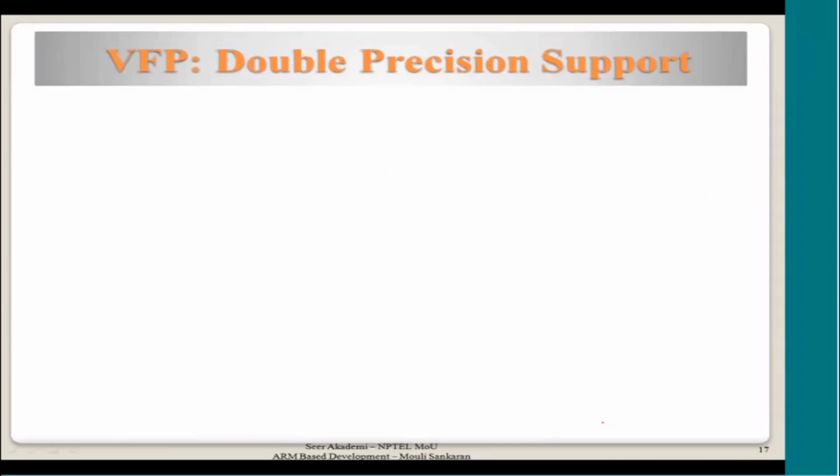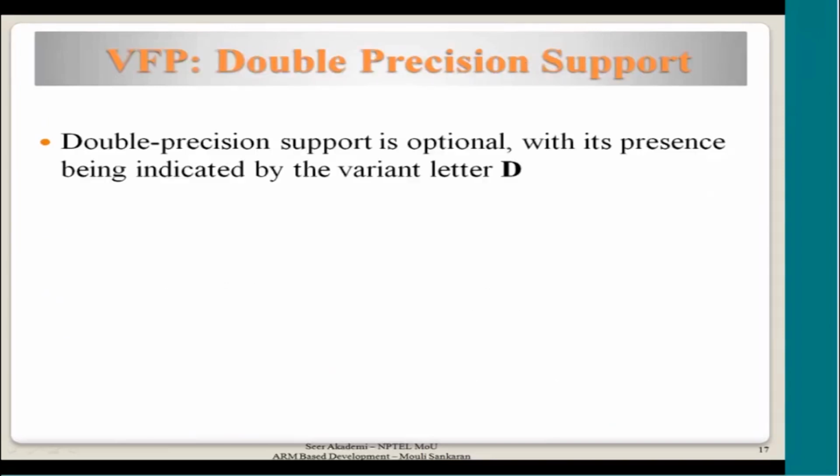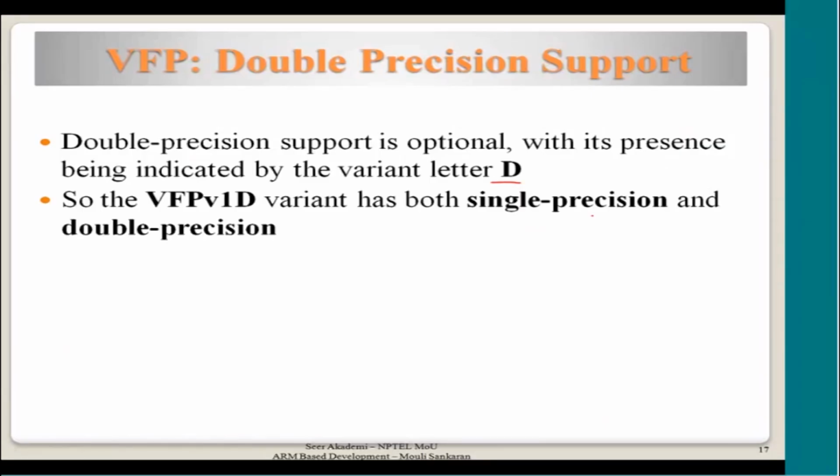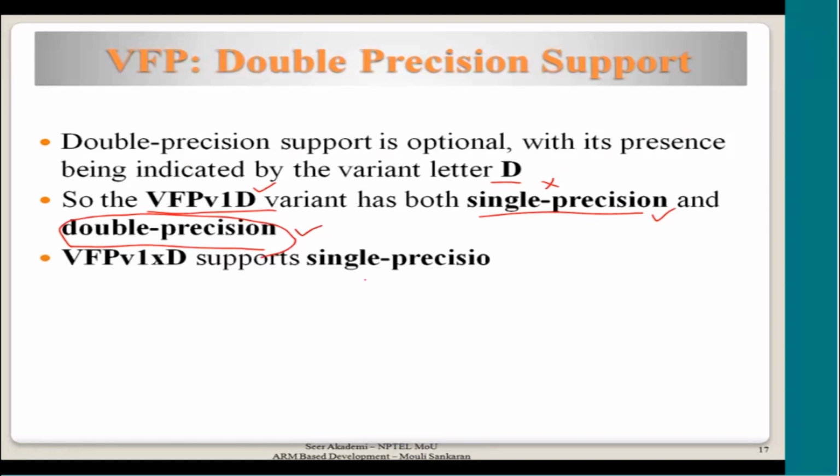Now, I told you that VFP has double precision support also. That is indicated by the naming convention D in it. So if you come across VFP version 1 D, that means it has double precision support also. Whenever there is double precision support, implicitly single precision is also supported. You can't say a processor has only double precision and doesn't support single precision. But the other way around is possible: if it is XD, that means only single precision is supported.